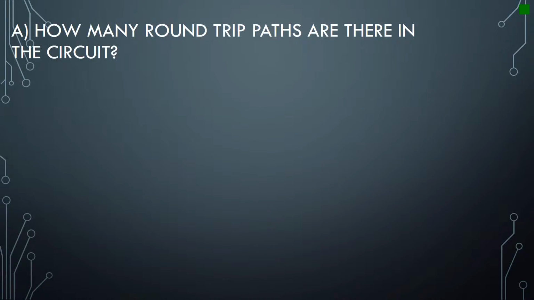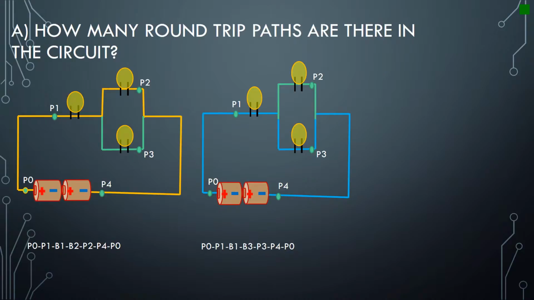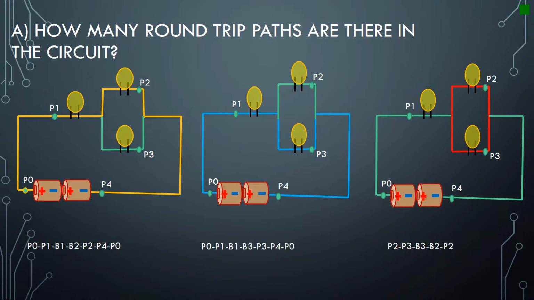For part A, a round-trip path begins and ends at the same location, such that each path goes through a wire, a bulb, or a battery. The three possible paths in the circuit are path 1, starting at point 0, going to point 1, through bulb 1, to bulb 2, to point 2, to point 4, back to point 0, and for path 2, starting at point 0, to point 1, to bulb 1, to bulb 3, to point 3, to point 4, and back to point 0. And for path 3, starting at point 2 to point 3, through bulb 3, to bulb 2, and then back to point 2.